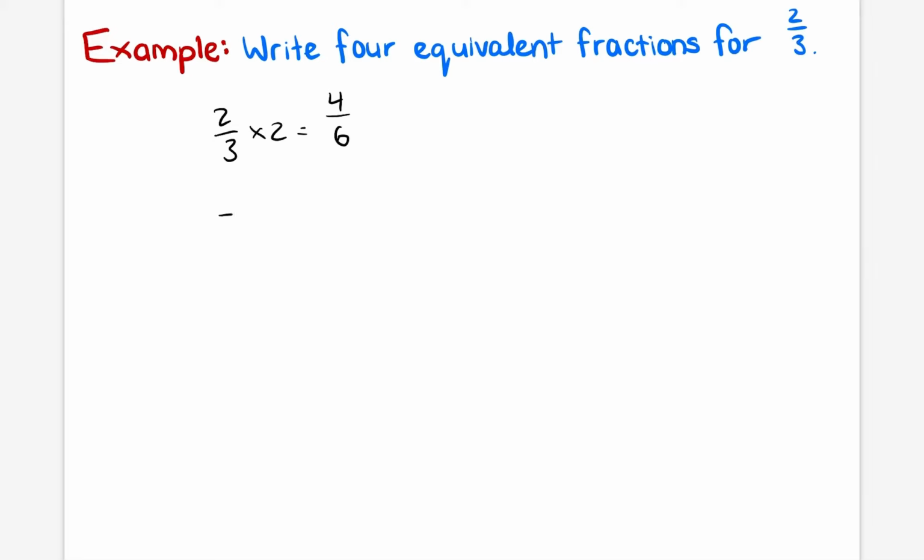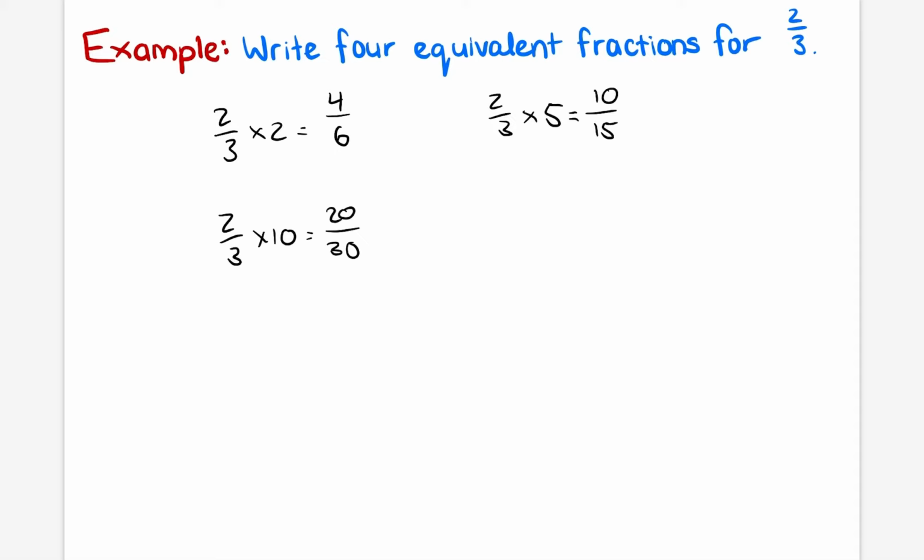So I'm going to do another one, and this time I'm going to times by 10. So 2 times 10 is 20, 3 times 10 is 30. So there's another equivalent fraction. Let's do 2 over 3 again. We'll go back to a small number. Let's go by 5 this time. 2 times 5 is 10, and 3 times 5 is 15.